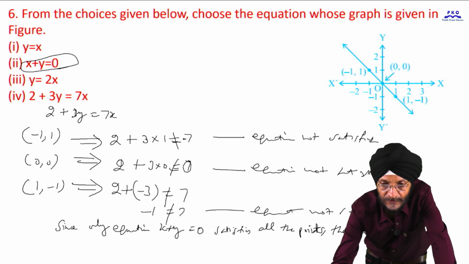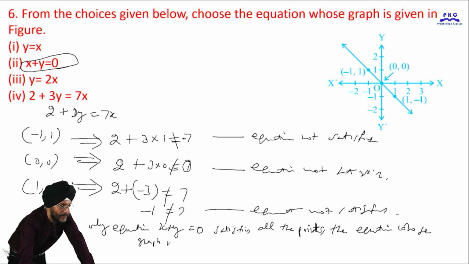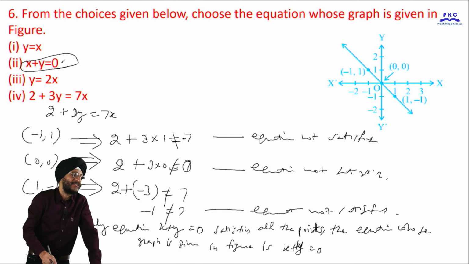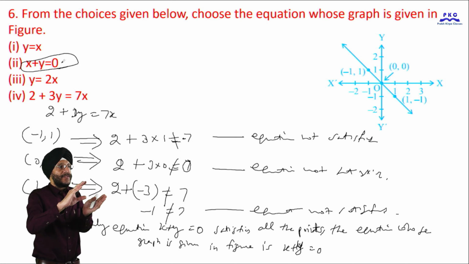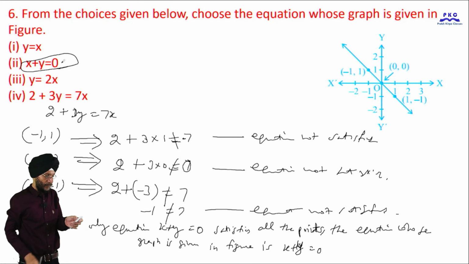The equation whose graph is given in the figure is x plus y is equal to 0. That is the second equation, which satisfies all the points. So this is the answer, second option.